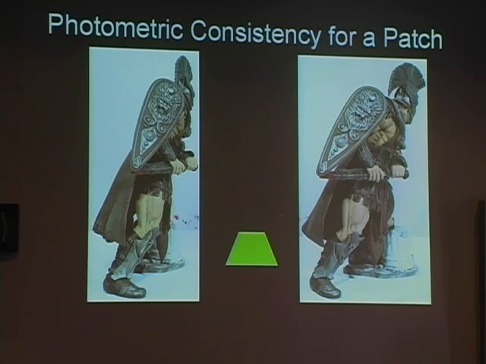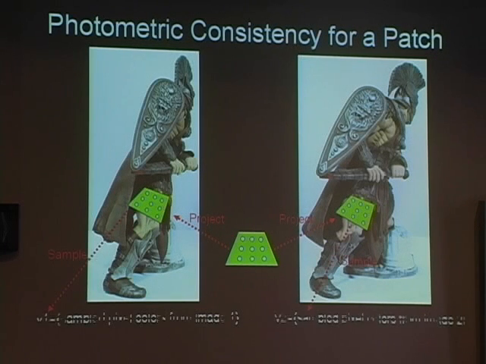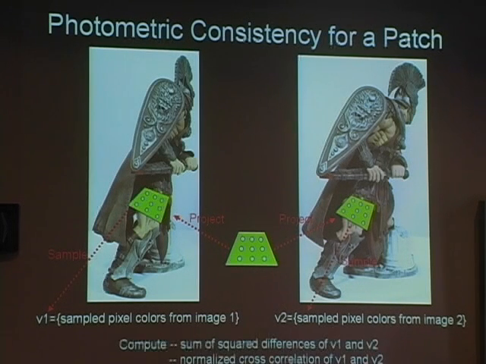And what you do is simply project this patch into multiple images, then sample the colors at these 3 by 3 grid locations. So if this patch is actually correct, then these 9 colors should be consistent or show some similar distribution. So we can just use any consistency measurement, like sum of squared differences or normalized cross correlation, to compute how consistent the image textures are with each other. So basically our problem is to find a 3D plane where this function value is good.